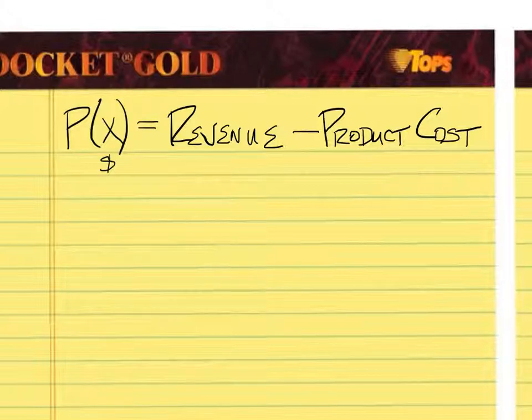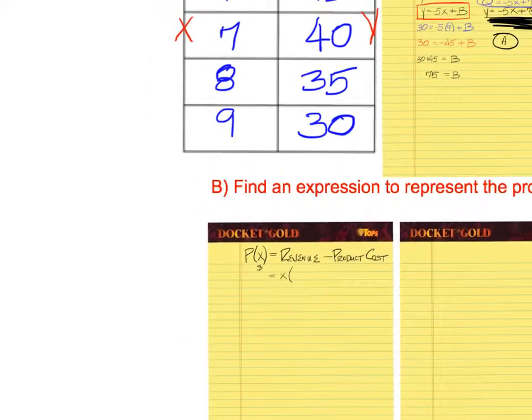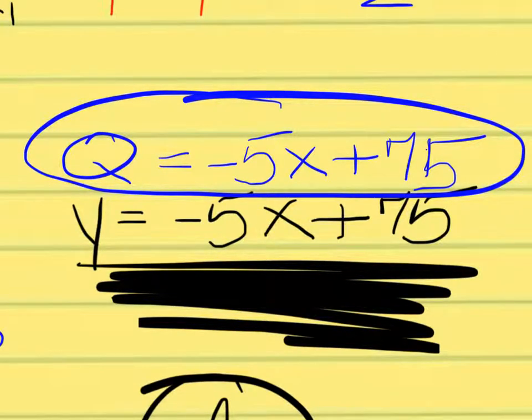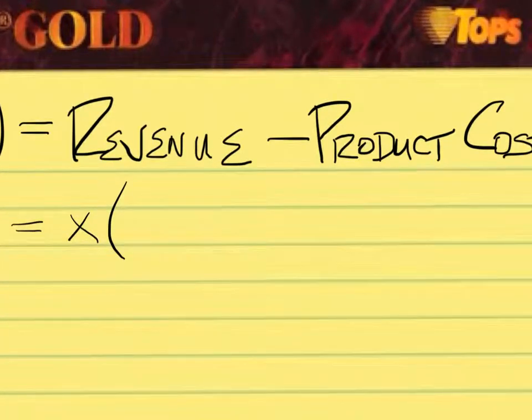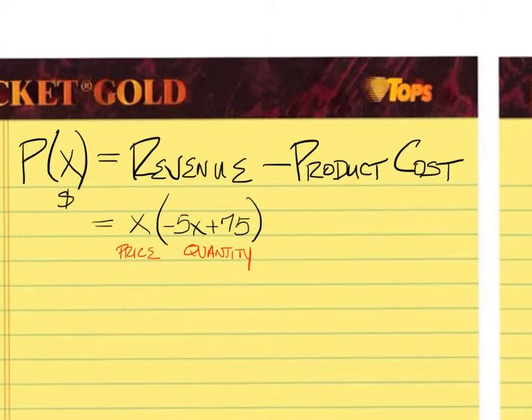So that came from the number of pencils times the price of that pencil. Remember, the price in this problem is determined by X. So we have X. And the number that I have is the quantity. Remember, Q is quantity in that table. And remember back here for this linear expression or equation, Q is equal to negative 5x plus 75. So come down here and do negative 5x plus 75. This is going to be the price, and this is the quantity. That's revenue.